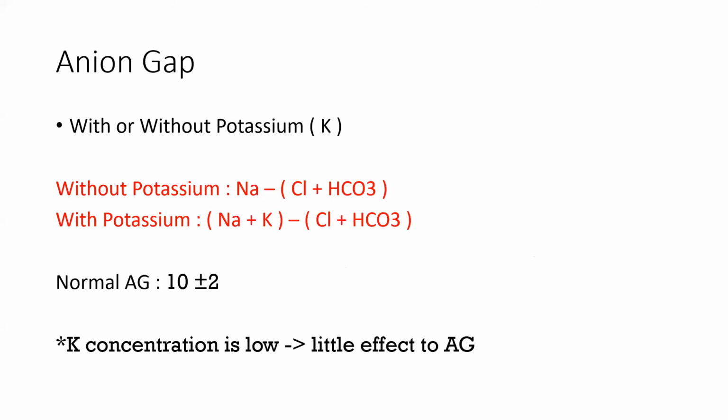For anion gap, there are 2 formulas that can be used, with or without potassium. With potassium, it is sodium plus potassium minus chloride plus bicarb. Without potassium, you remove the potassium from the formula. You can use both, but mostly we use it without potassium because the potassium concentration is so low that there's little effect on the anion gap. Our normal anion gap is 10 plus or minus 2.